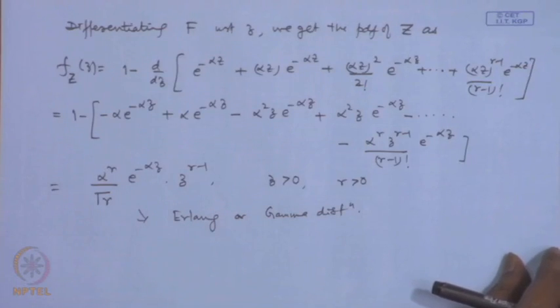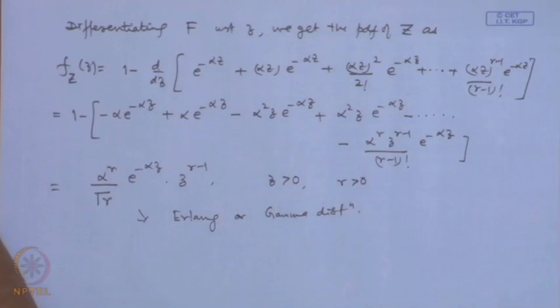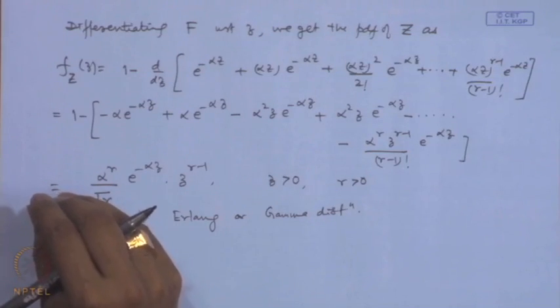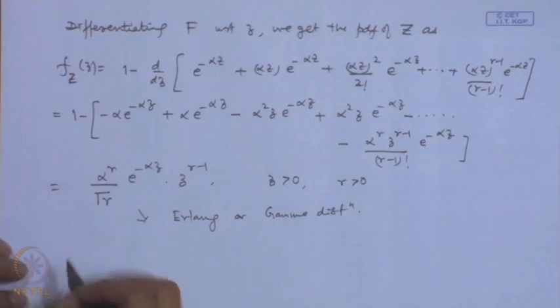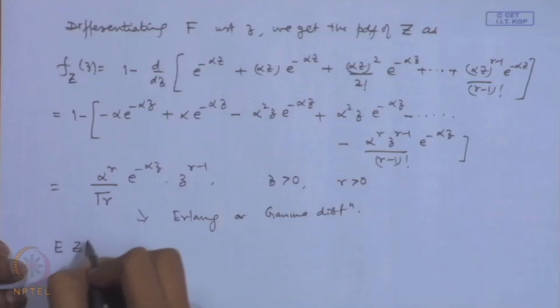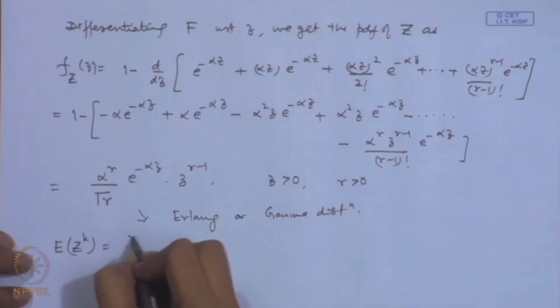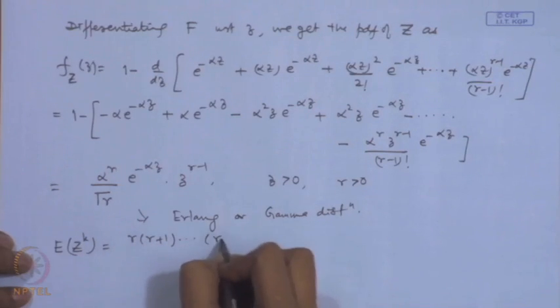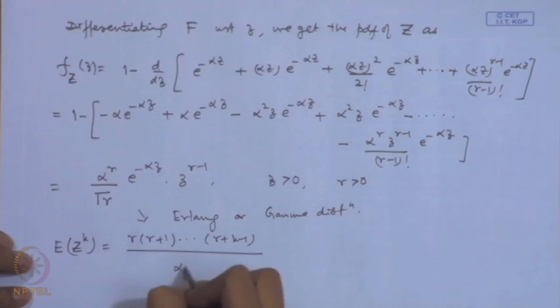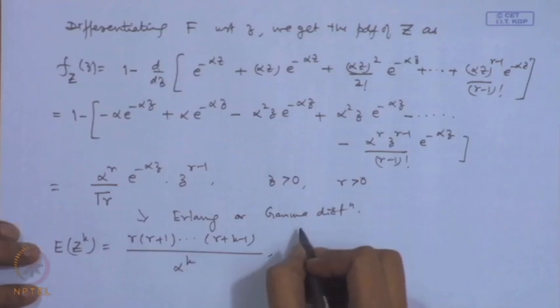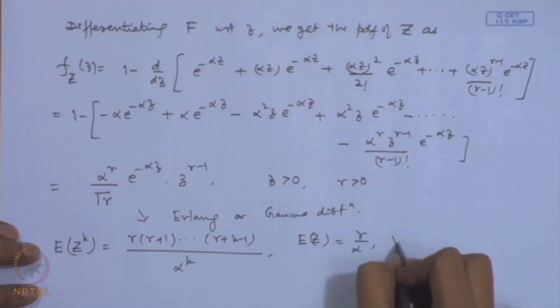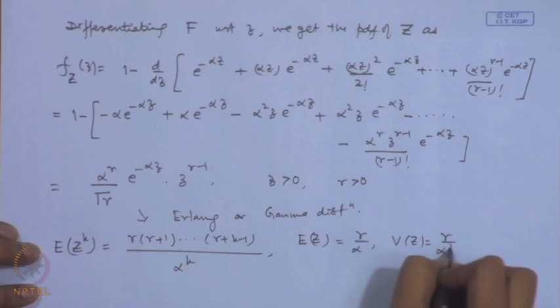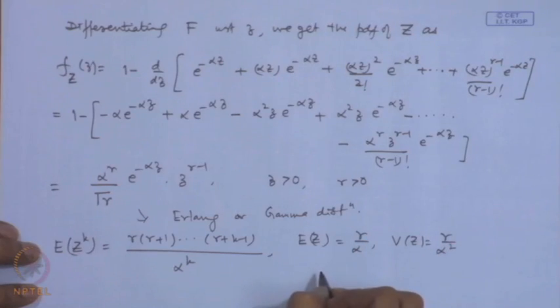Now, the moment structure of the gamma distribution is quite simple, because it will use the moments of the gamma function. Let me give the expressions for the moment structure here. We will have expectation of z to the power k as equal to r into r plus 1 and so on up to r plus k minus 1, divided by alpha to the power k. Expectation of z then turns out to be r by alpha, variance of z will be equal to r by alpha square, and in general it is a positively skewed distribution.